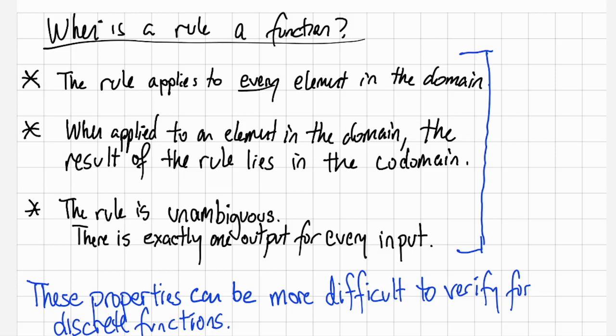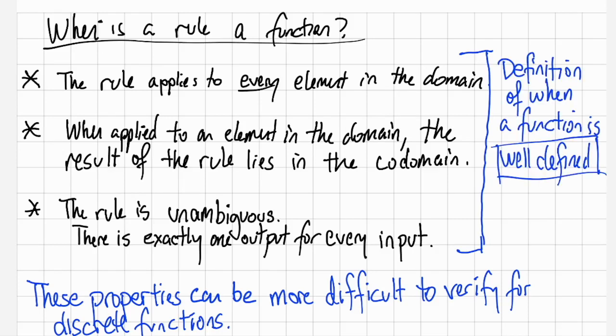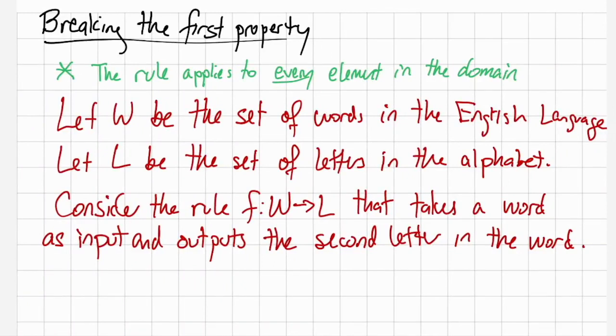First, you need to check that the rule applies to every element in the domain. Then, you need to determine when the rule is applied to an element in the domain, is the result of the rule in the codomain. And last, you need to determine if the rule is unambiguous. That is, there is exactly one output for every input. These are the three things that you need to check to verify that a function is well-defined. Let's see some examples of rules that break each of these properties.